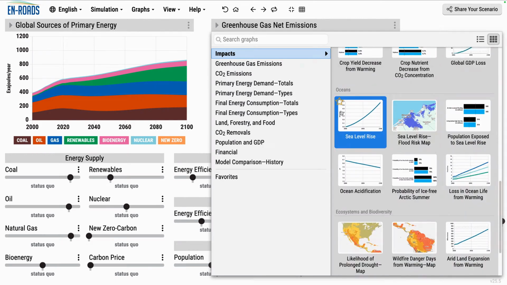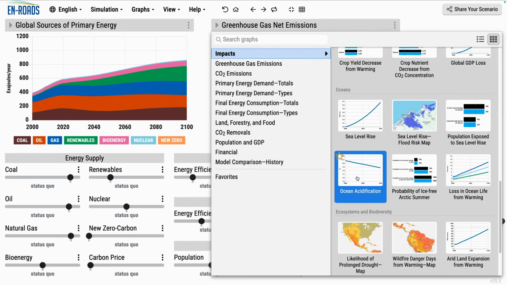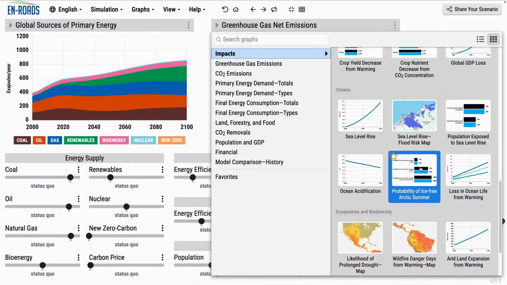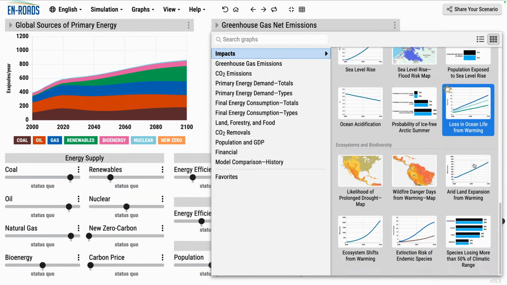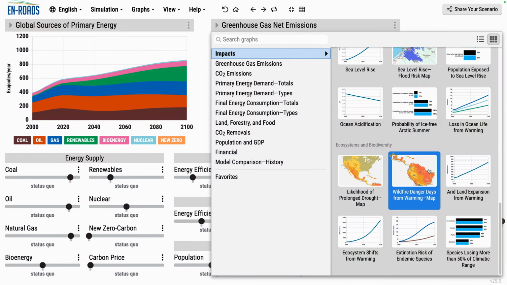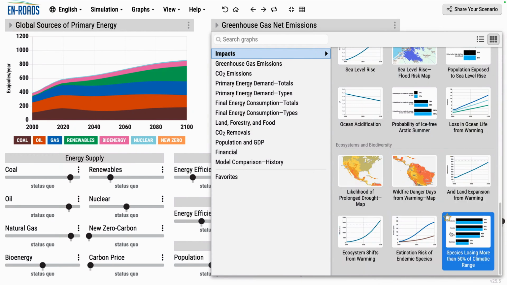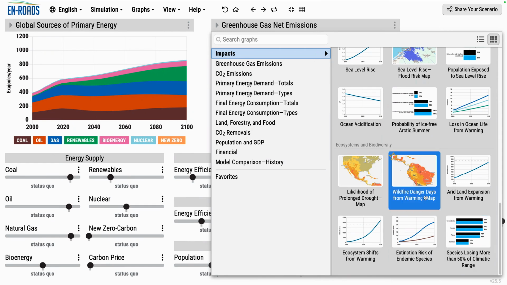In the oceans area, sea level rise, these top three: ocean acidification, the state of the polar ice cap, and then loss in ocean life from warming. A map on drought, wildfire map, desertification, some ecological shifts, extinction, and biodiversity. Those are the big areas where you can offer graphs to show people what's going to happen with various scenarios of climate change. And note, they're going to likely change and be added to in the future.